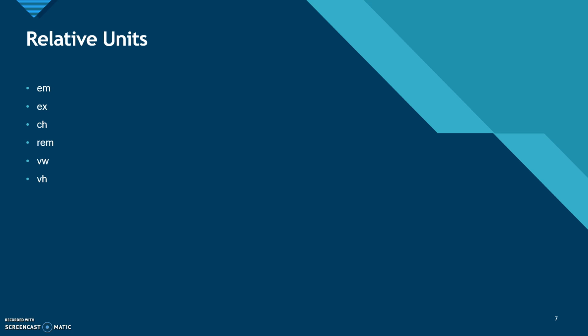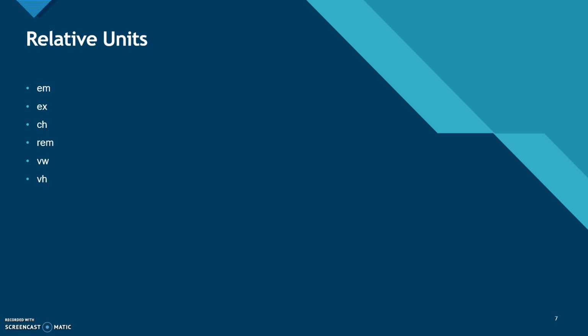REM is the width of the letter M. However, it doesn't change with inherited font sizes. So it's the default font, whatever that may be. So if you were then to change it in other CSS, it wouldn't have any effect. It would still be the width of the letter M of that default font.